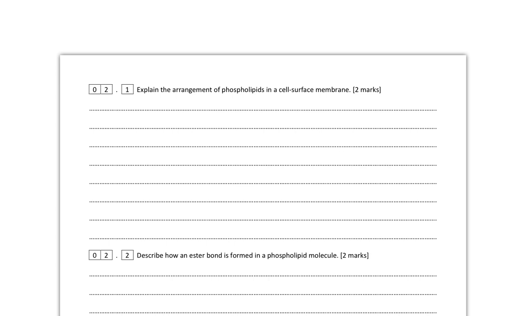2.1, explain the arrangement of phospholipids in the cell surface membrane. It doesn't say describe them, it says explain them. So it forms a phospholipid bilayer, because. And that's what you need to think of in an explain question. Get to a because.